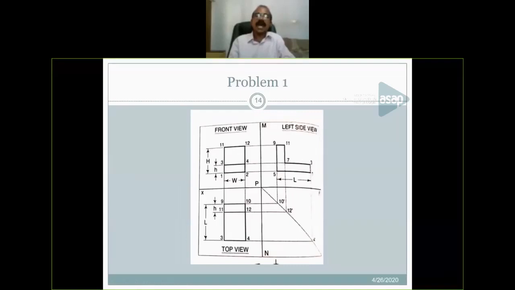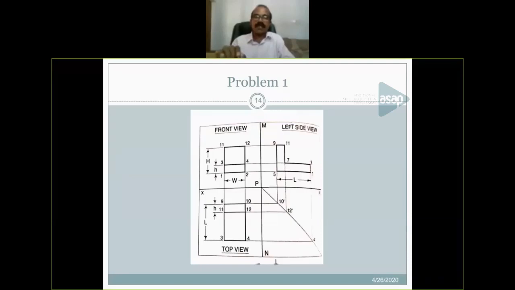Similarly, all the side view points you have to denote with double dash. Say point 1 means 1 double dash you denote. Similarly 5 double dash, 9 double dash, 11 double dash, 7 double dash, etc. So that represents the left side view of the object. So these three views altogether we call orthographic projection or orthographic view of the object.